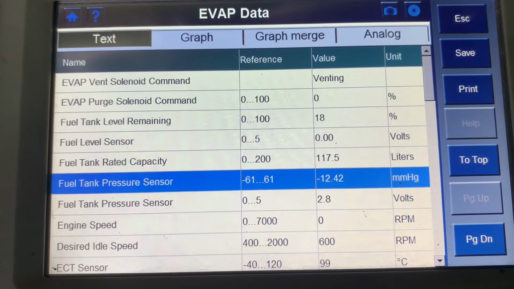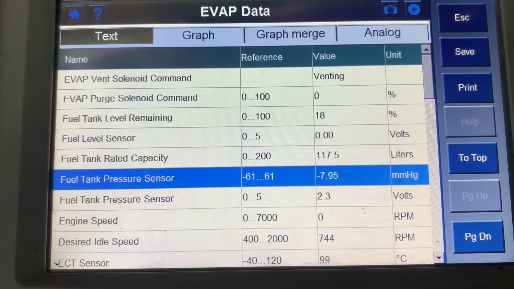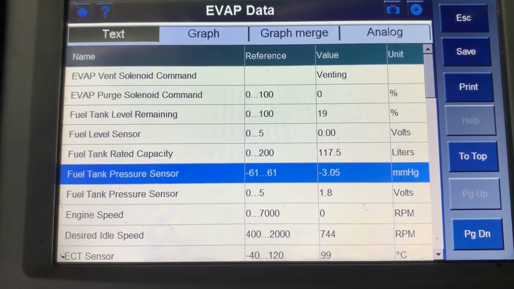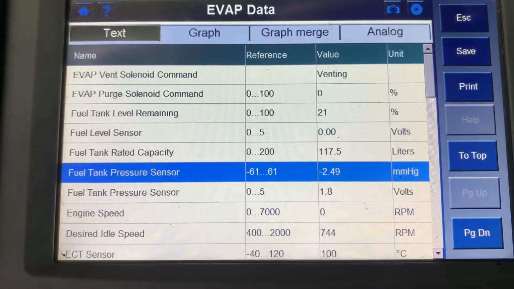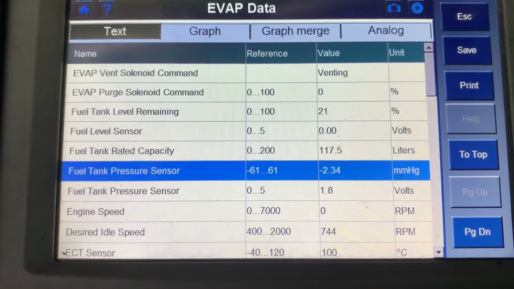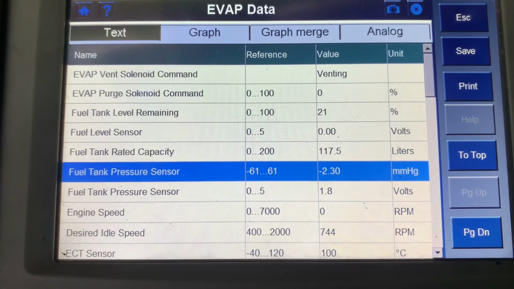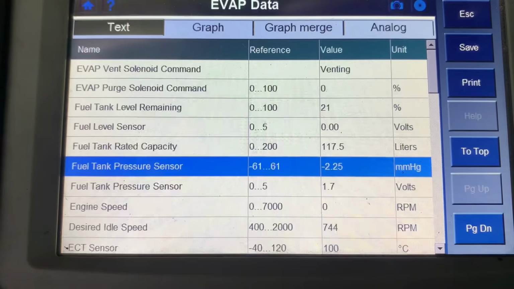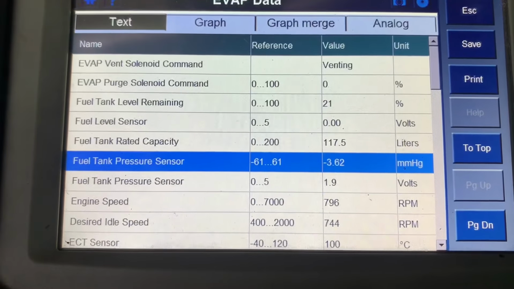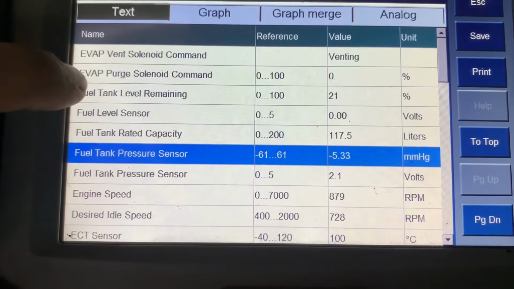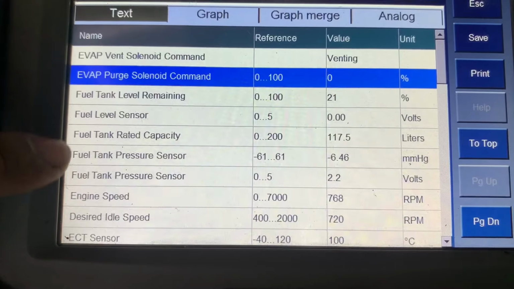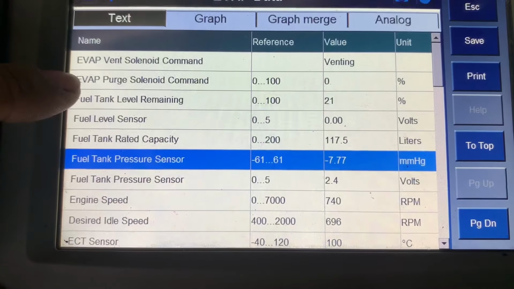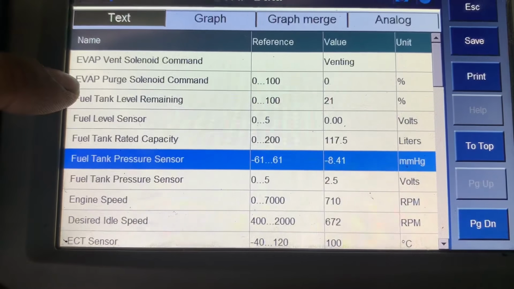Let's shut off the engine and start it again to see. Looks like fuel tank pressure has stabilized, so let's start the engine. As you can see, once the engine has started, our purge command is 0 and we are supposed to not have any vacuum in the tank. But in this vehicle's case, it's going wild.